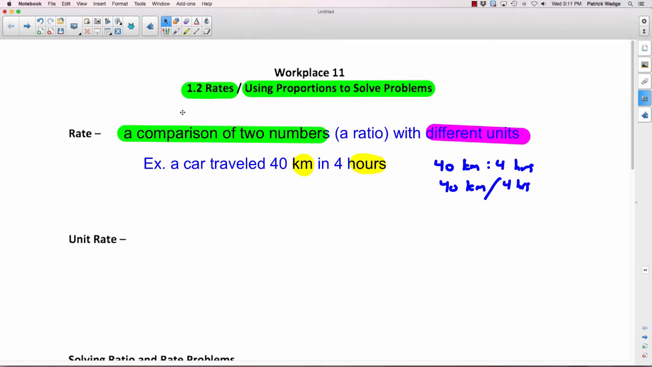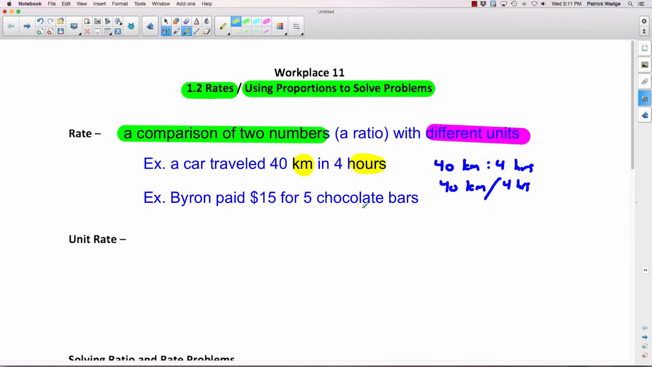So just one second, I'll give you one more example. Byron paid $15 for 5 chocolate bars. Again, we have different units. We have the chocolate bars and we have the dollars. So if you're going to write this as a rate, again, you'd have to include the dollars and the chocolate bars. You couldn't just put 15 to 5 like we did last day. You couldn't just go 15 to 5 and say, I'm done, that's my rate. No, that's a ratio, and this is not a ratio because it has different units in it.